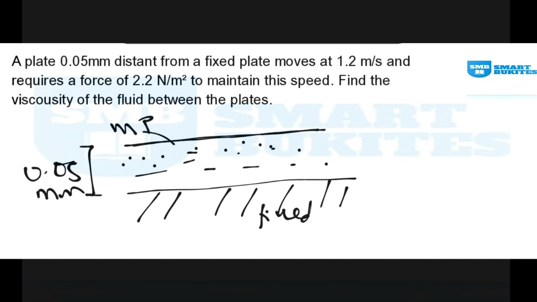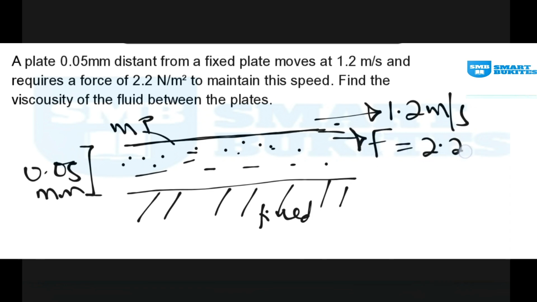So the moving plate is moving with a velocity of 1.2 meters per second, and we are told that the force required to keep it at this speed is 2.2 newtons per meter square. We are told to find the viscosity of the fluid moving between the plates.